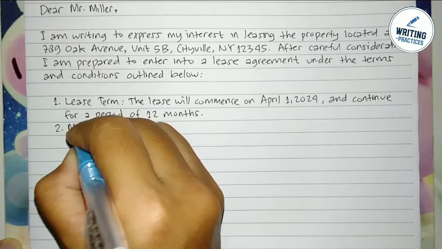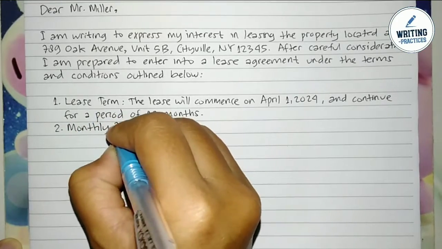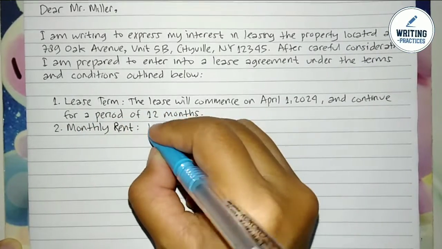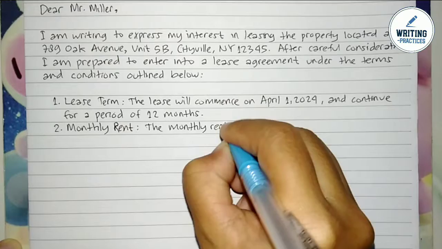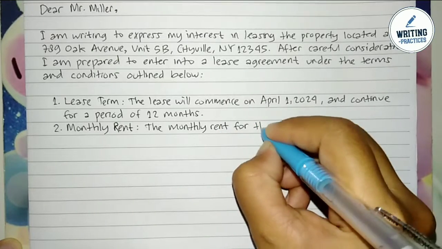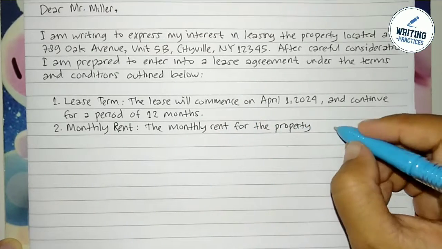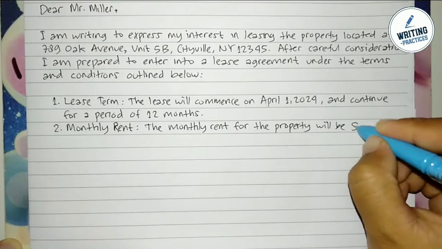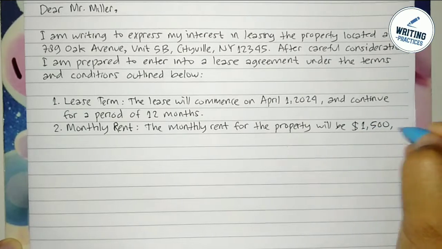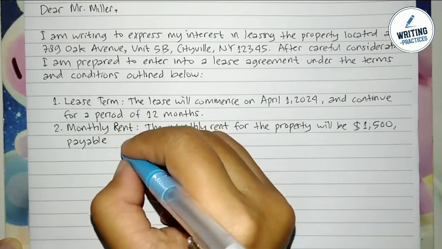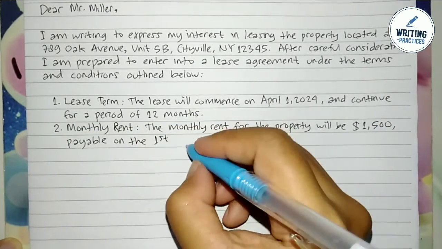For the point 2, here you can specify the monthly rent amount and payment date. State clearly how many dollars. And state also the date of the monthly payment. For example is, 2. Monthly rent. The monthly rent for the property will be $1,500, payable on the first of each month.